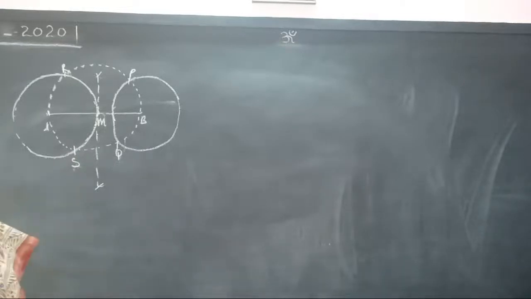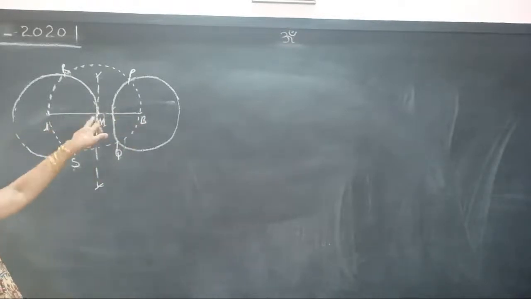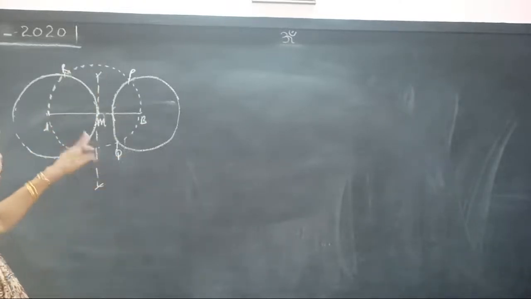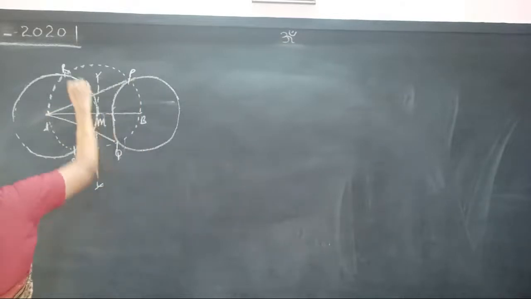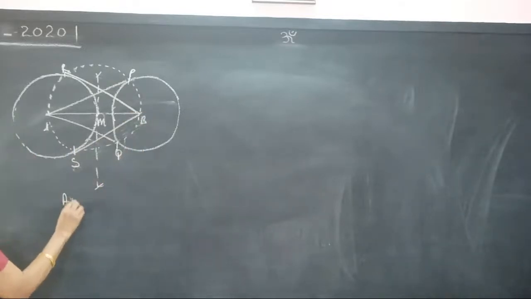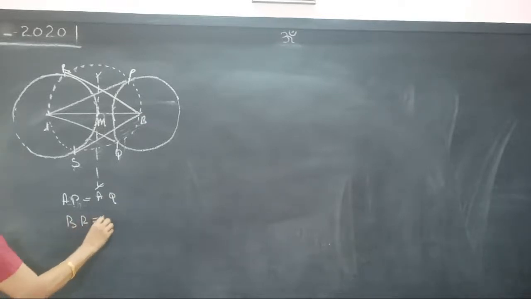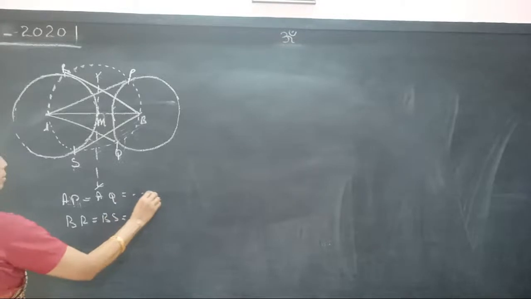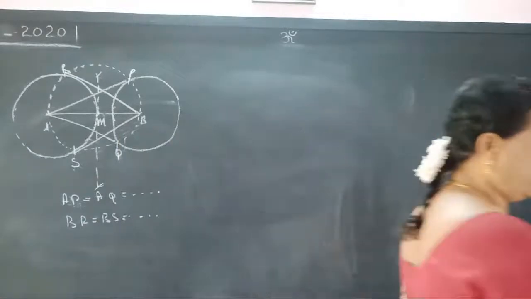That is, after constructing the perpendicular bisector to AB, with the midpoint M as center and MA as radius, draw a circle intersecting the 2 circles at 4 points. Now join AP, AQ, BR and BS. You will get AP equals AQ, one measurement, and BR equals BS, another measurement. This is the rough sketch I have shown. So now let us come to the regular construction.